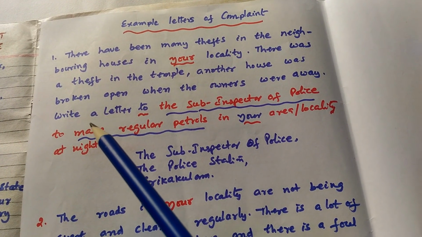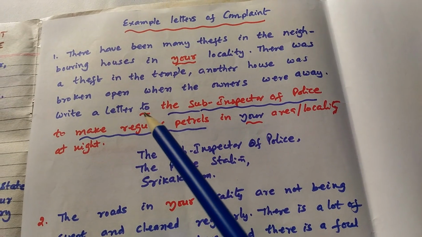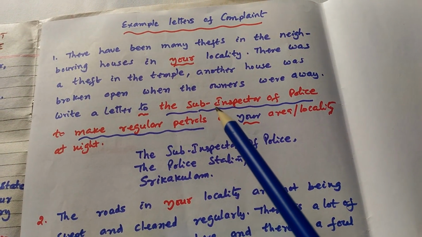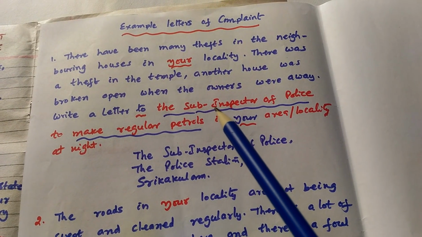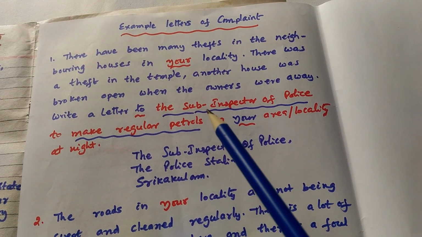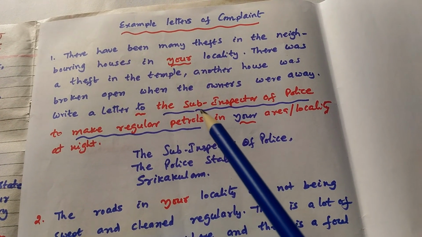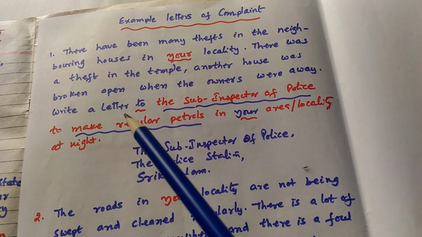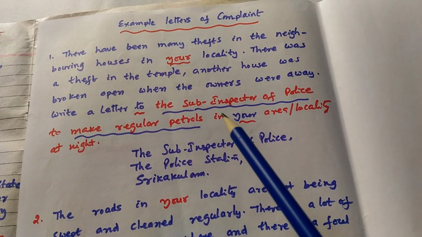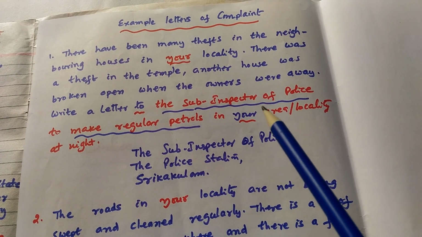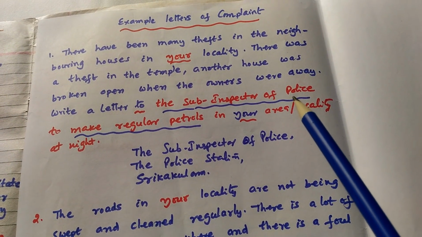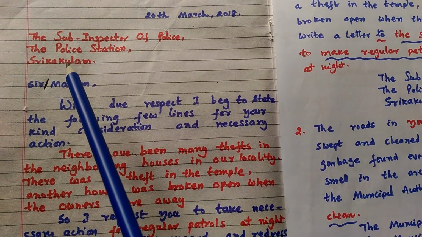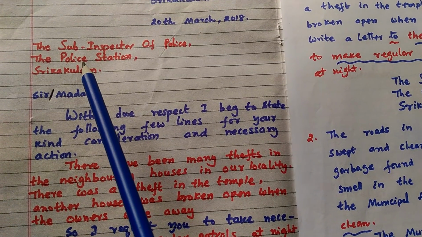Here, whenever we find "write a letter to", immediately after that there will be a clue that gives us the information, the receiver's address. That means to whom we should write, we get the clue from here. After "to", we get the clue. What is the clue here? The Sub Inspector of Police. So we have written like this. The to-address or receiver's address is written here.